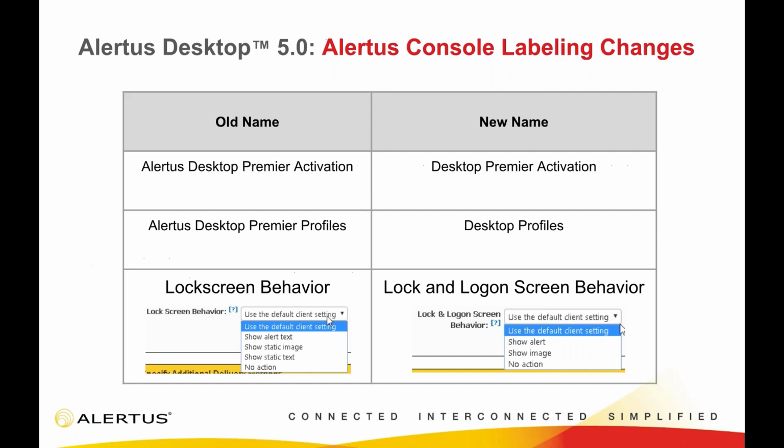Awesome, thanks, Gary. And just some housekeeping or labeling change notes. We have changed the way some things are named in the actual Alertus console. So as you can see, the Alertus Desktop Premier activation is now Desktop Premier activation. Similar with the profiles, instead of Alertus Desktop Premier profiles, it's just desktop profiles. Again, they bring you to the same or similar web pages. It's just easier to read and easier to understand what that means.